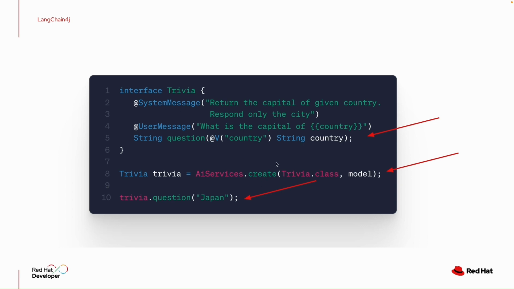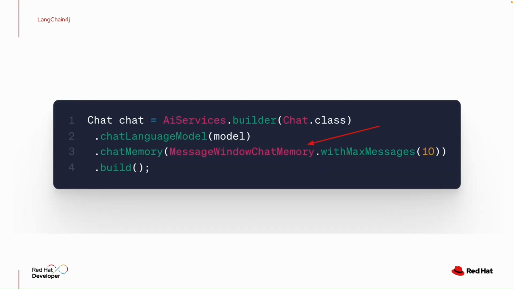This is a utility provided by LangChain4j, and basically it just creates a proxy of this interface. So now when I do trivia.question Japan, what it's doing under the covers is that LangChain4j is connecting to OpenAI, sending this as a system message, and as a user message it's sending what is the capital of Japan. Okay, and then it just gives you the response. Probably nothing new, just as a reminder.